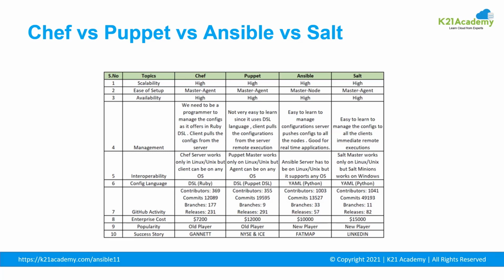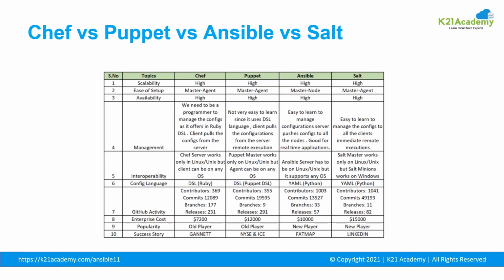On the scalability side, Chef, Puppet, Ansible, and SaltStack are all highly scalable. You can increase the number of servers, you can decrease the number of servers, anything is possible. And on setup purposes, Ansible is very easy because for Chef, Puppet, and SaltStack, you just need a master and agent, whereas for Ansible, it is very easy for us. And for availability purposes, everything is highly available. And to write the code, Chef uses the Ruby language, and Puppet uses the Puppet DSL language. And Ansible uses the YAML language, and SaltStack again uses YAML.